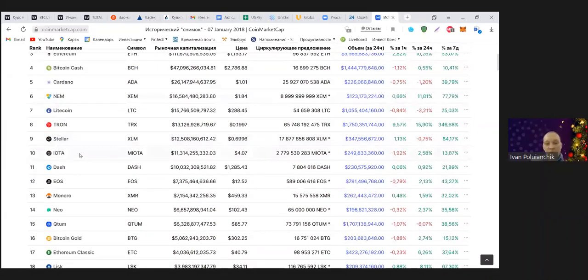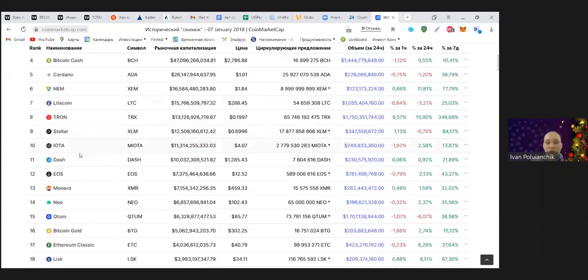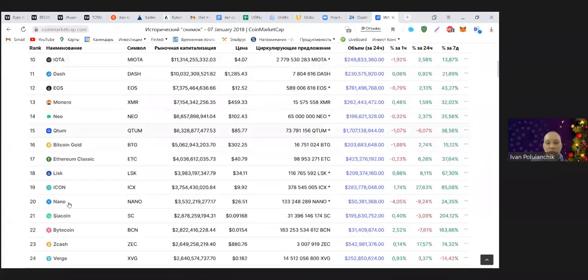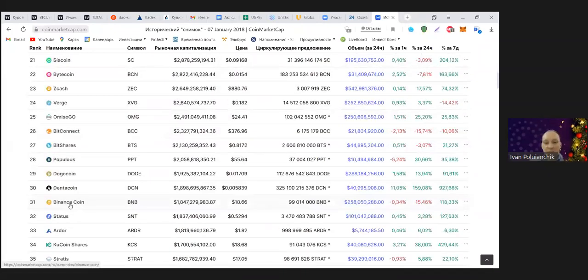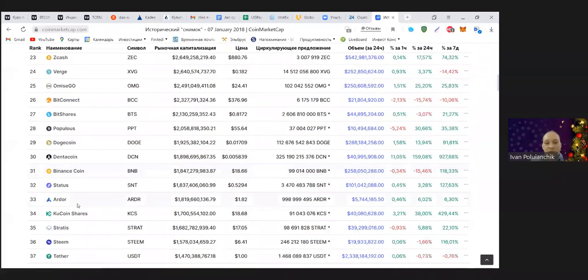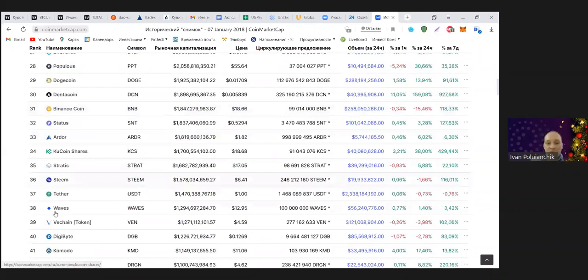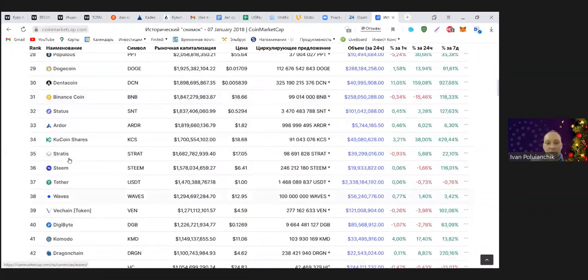And to know what kind of place a coin will have in 3 years and what kind of market cap it will have, nobody knew. Binance coin, see, it ranked 31st in early 2018. That was its position. Of course, we might have had ideas that it would increase.